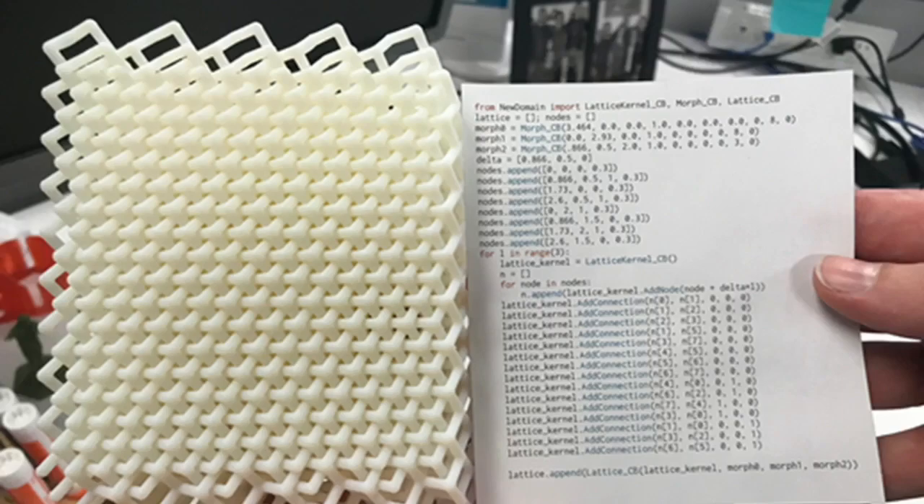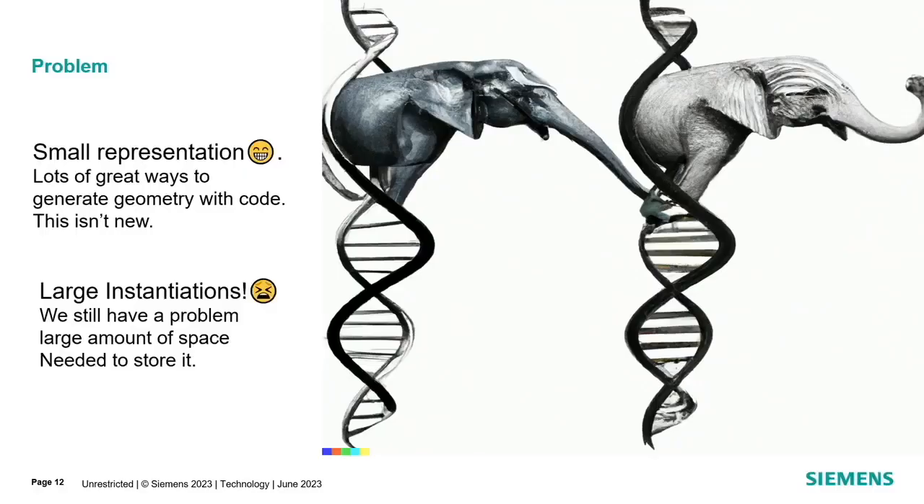I may be new with ChatGPT, but I have DALL-E down pretty good. I asked DALL-E, okay, show me the difference between DNA and elephants, and this is kind of what I got. So this program representation is a lot like DNA, right? The DNA is the program for how to build an elephant.